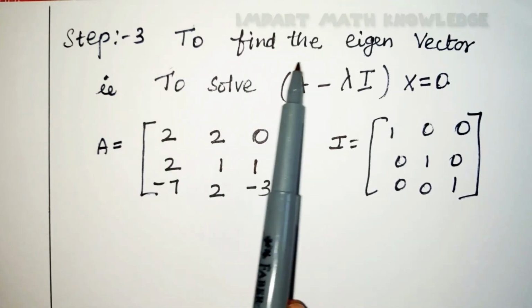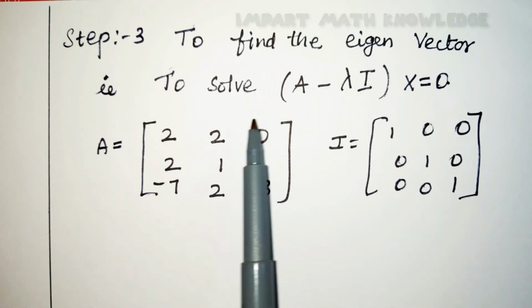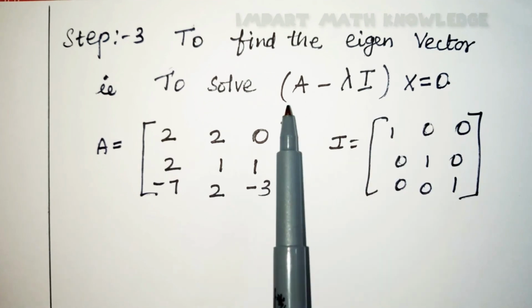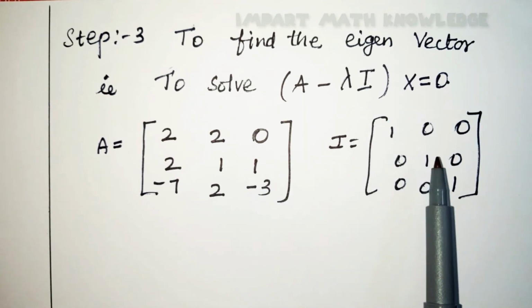Step 3, to find the eigenvector. For that we have to solve A minus lambda I into x is equal to 0. A is your given matrix, I is the unit matrix.